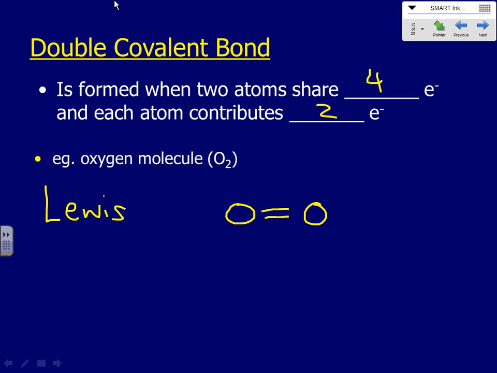How many pairs? I want 2 pairs on each oxygen. 1, 2, 3, 4, 1, 2, 3, 4. If you're ever questioning how many pairs, how many valence electrons does each oxygen have? 6. So if I've got 2 oxygens, how many electrons should I have in total in my picture? 12. I should have 12 electrons. 2, 4, 6, 8, 10, 12, right?